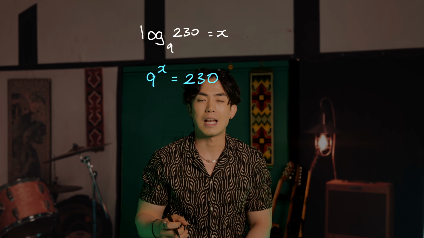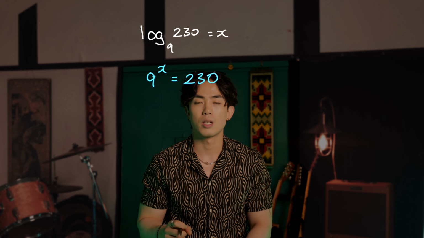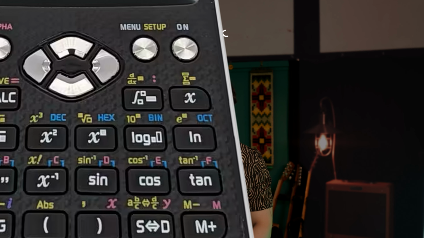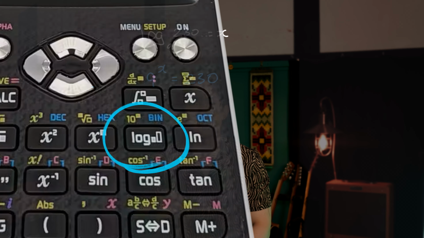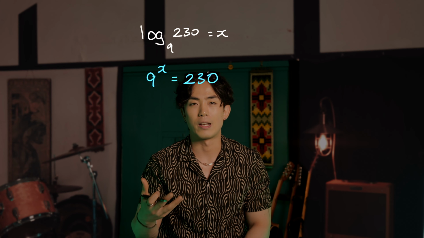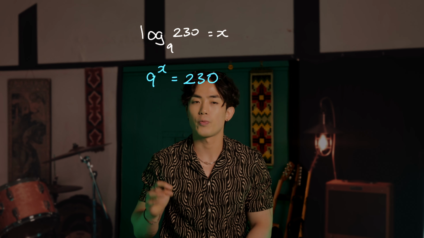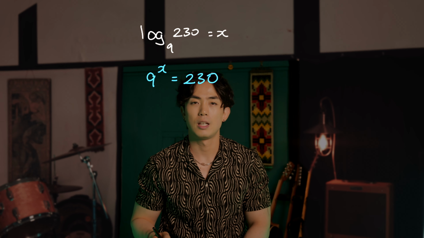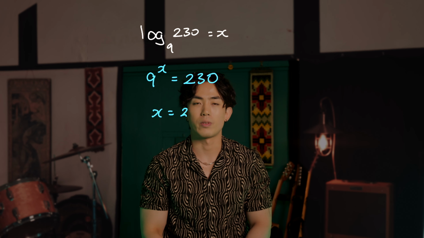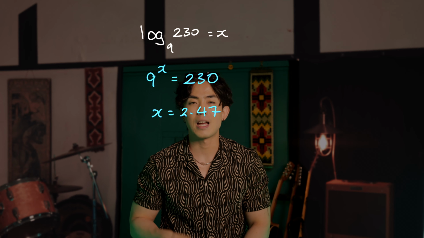So what we can do next is use the Casio calculator once again. Next to the ln button, you should see this log button here. If you press that, this function allows us to find the logarithms of any value with any base. So let's plug in log 230 base 9 equals, and you should get that x is 2.47. Using this function, we could have actually answered all the previous questions, but I would highly recommend you practice solving these questions without the calculator, because you need to be very comfortable, as I said, going from exponential form to logarithm form.